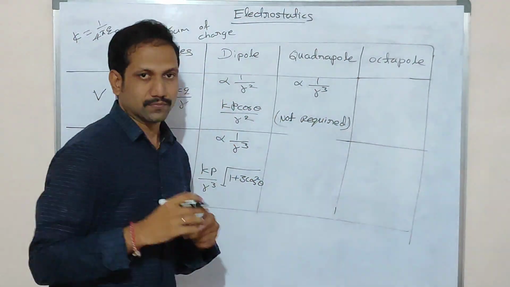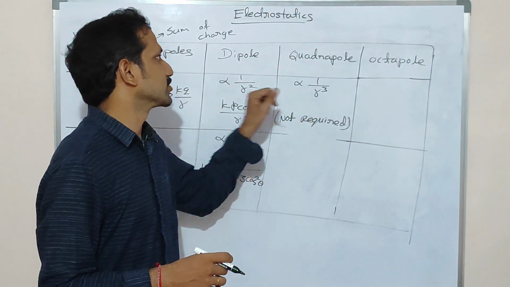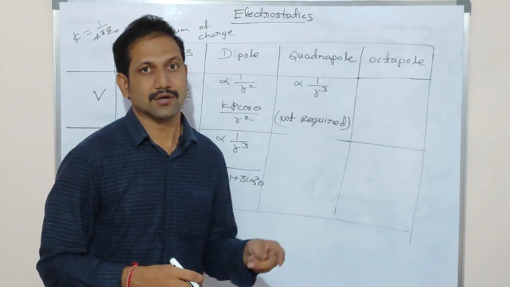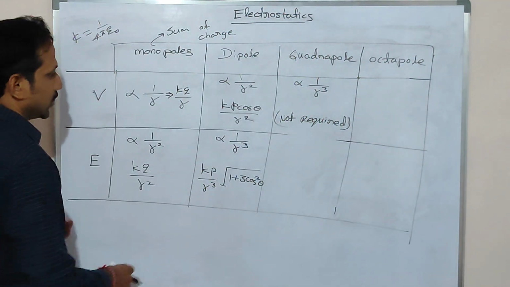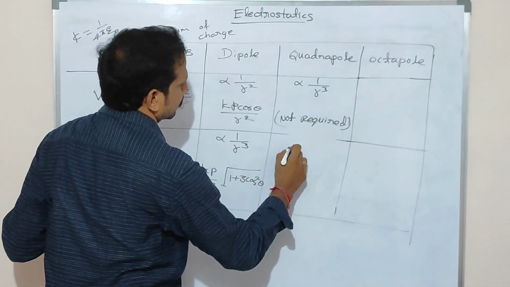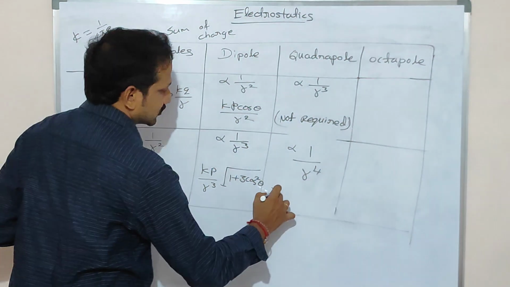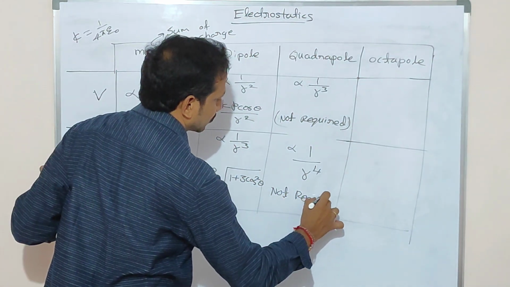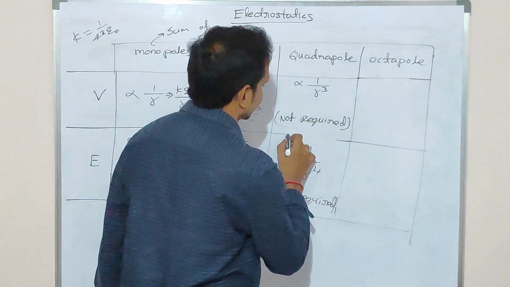I mean, for plus 2 level, CBSE, NEET or JEE exams, they will not ask you the potential formula due to a quadrupole, but they might ask you the proportionality on small r: for a quadrupole it will be 1 by r cube. And the electric field due to a quadrupole will be proportional to 1 by r power 4. The field equation is also not required for NEET and JEE exams.